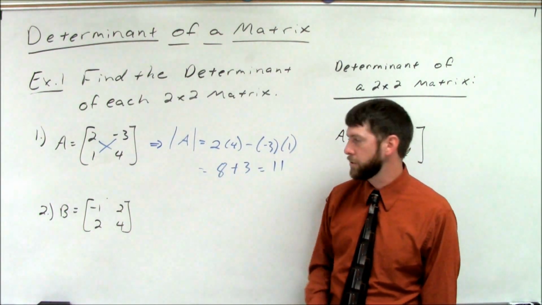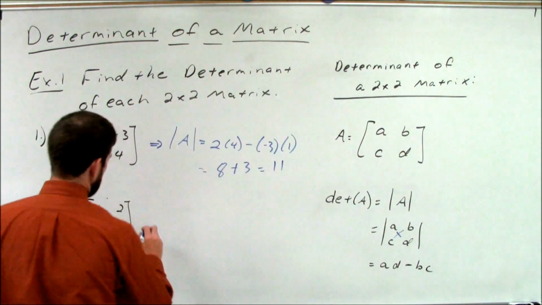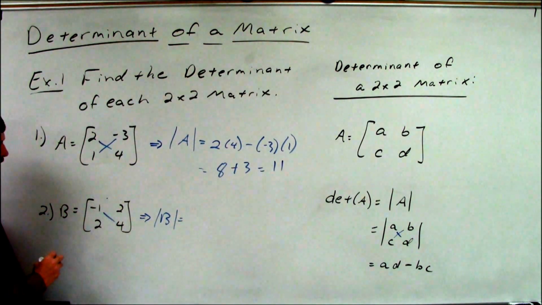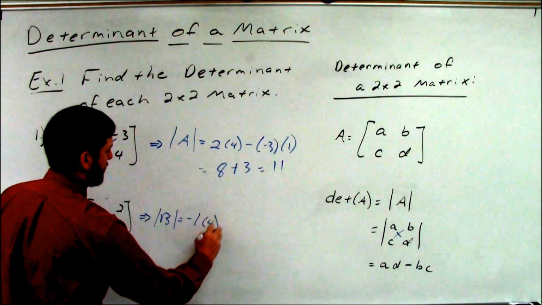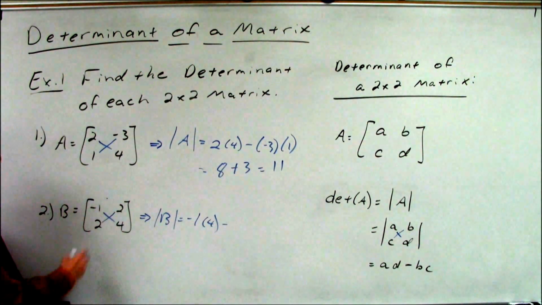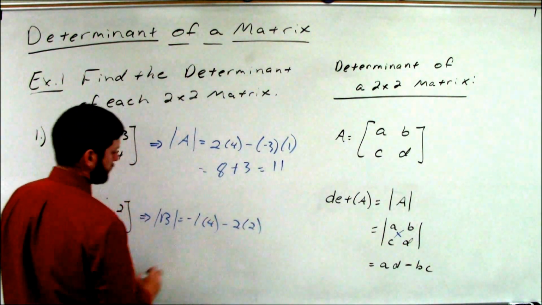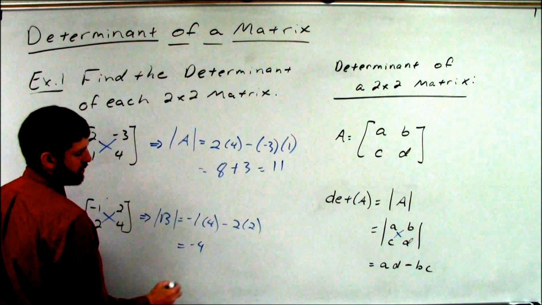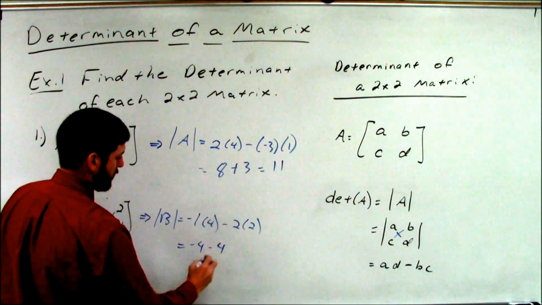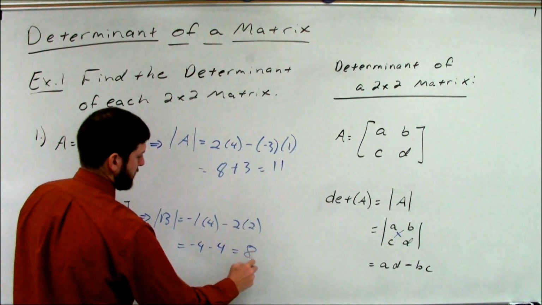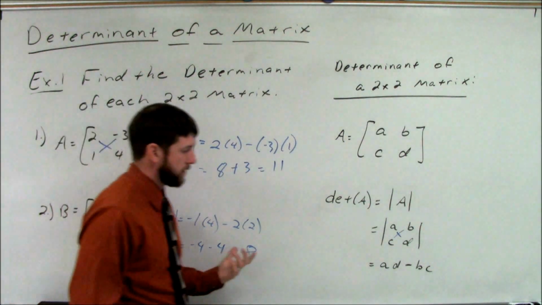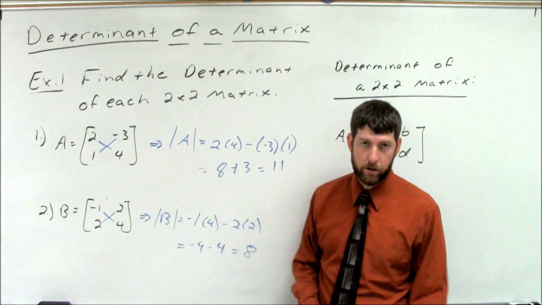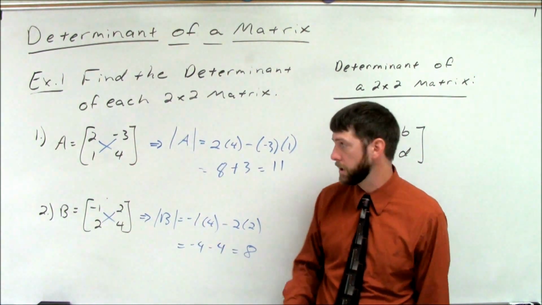Well, if we went through and did matrix B over here, it's going to be the same process. If I want the determinant of matrix B, multiply the diagonals, negative 1 times 4, minus the other diagonal, 2 times 2. And I get negative 1 and 4 is negative 4, negative 2 and 2 is negative 4, so the determinant is going to be 8. That's all it is. There's not much more to it than that. Multiplying diagonals and then combining all of those products by subtracting those products.